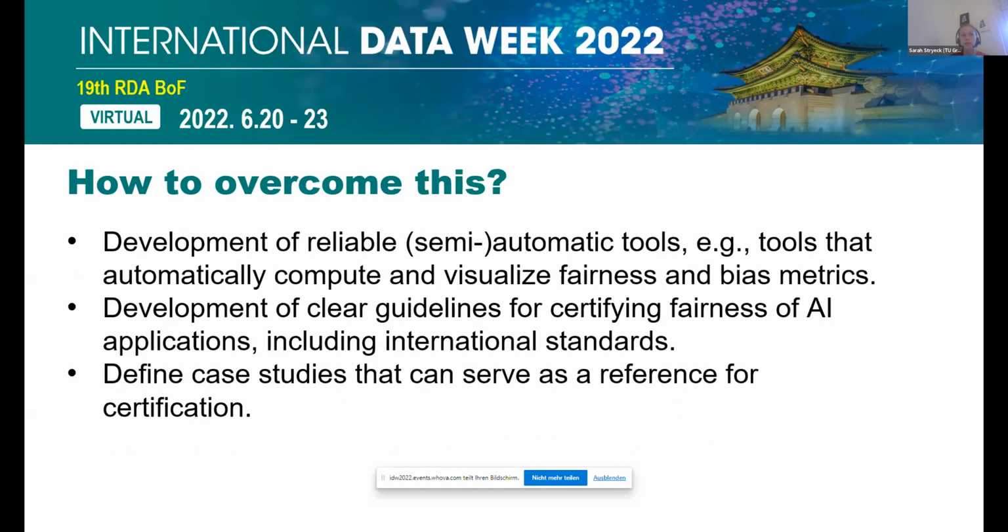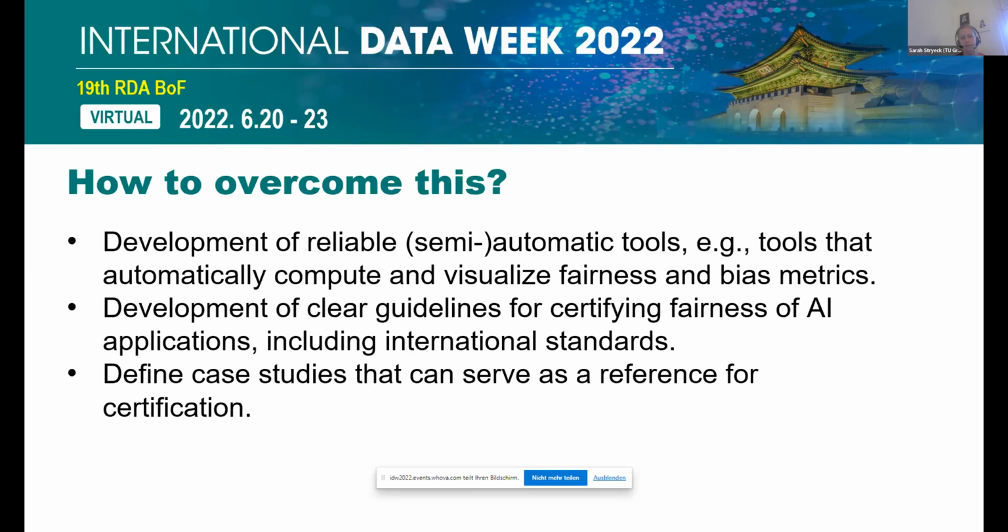And what people are doing now, or trying to do, in order to solve this is that some groups try to develop reliable semi-automatic tools. So tools that automatically compute and visualize fairness and bias metrics. But as you already saw, there are different methods on how to assess fairness and how to define those metrics. So even if the tools are semi-automated, you might have several ways of defining your metrics, and then again you have to choose which one is the correct one for your application.